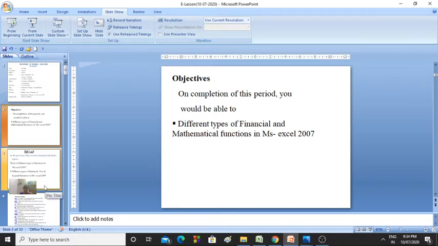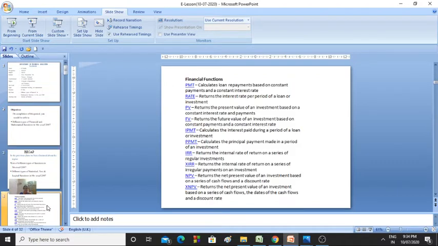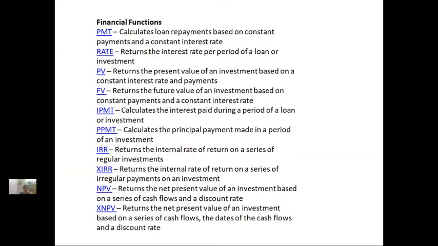Now let us go to the actual slide. This is the financial functions slide. The financial functions you have in the Excel application are PMT, RATE, PV, FV, IPMT, PPMT, IRR, XIRR, NPV, and XNPV. So, students, these are the financial functions present in the Excel application.